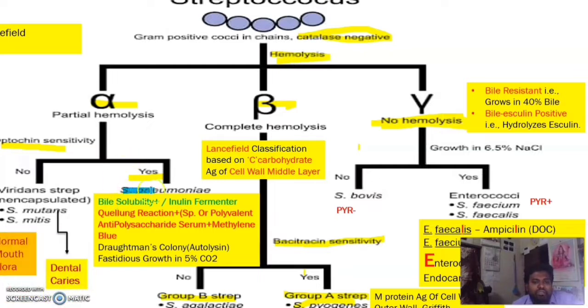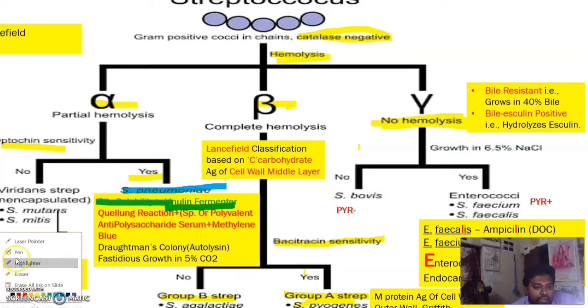Okay, so this is Streptococcus pneumoniae. Streptococcus pneumoniae is optochin sensitive, it is bile soluble, and it is an inulin fermenter. Okay, it is bile soluble and it is an inulin fermenter.